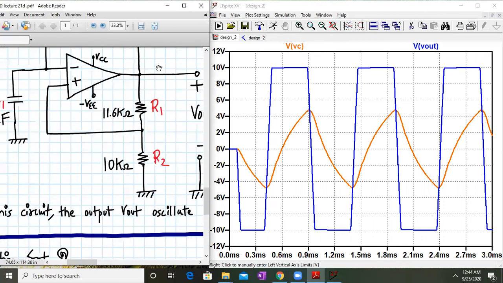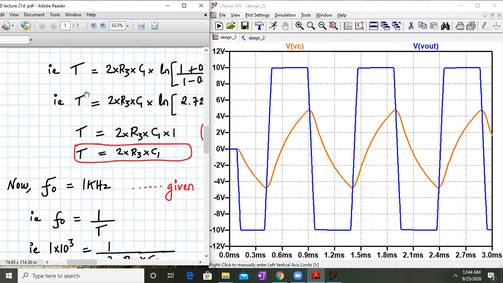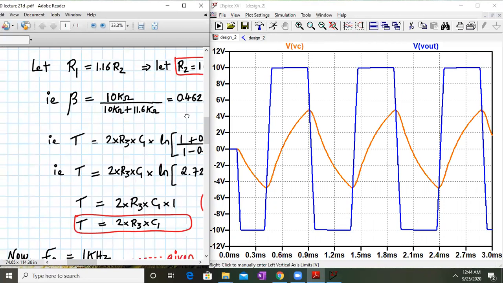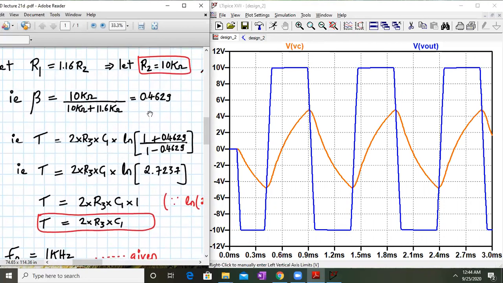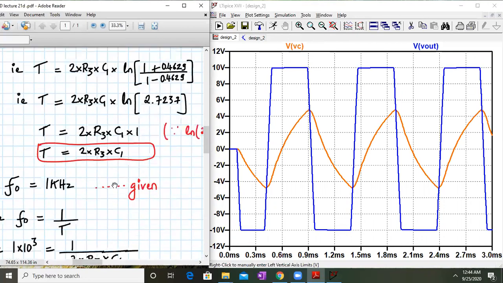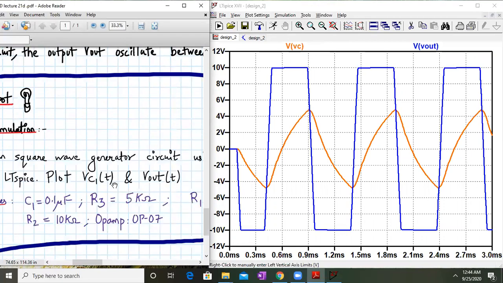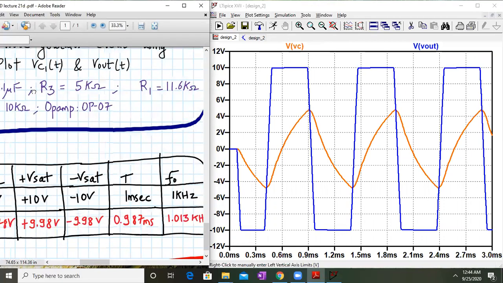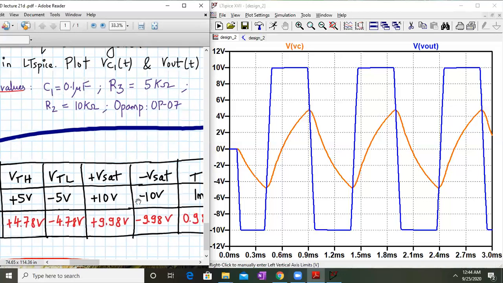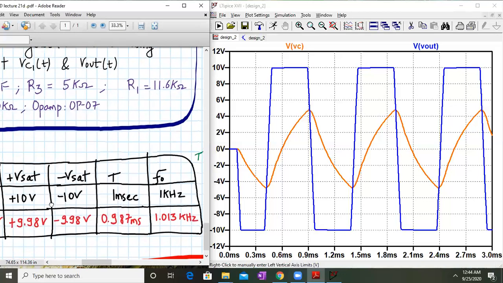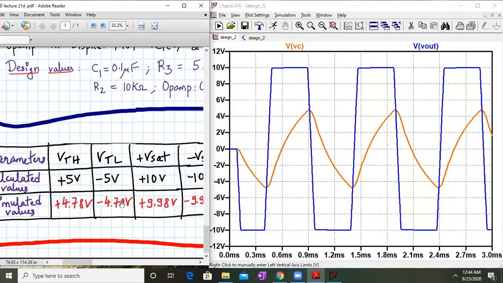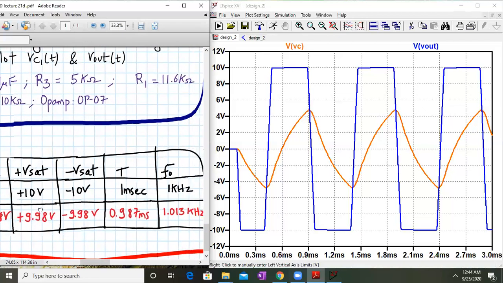So let us calculate the beta value over here. How much is it? 0.4629. So it is quite close, quite nearby 0.5. So not a problem. The VTH and VTL values will be slightly different in this case, so we have to be careful. I think these values are a little bit wrong and we have to correct them.